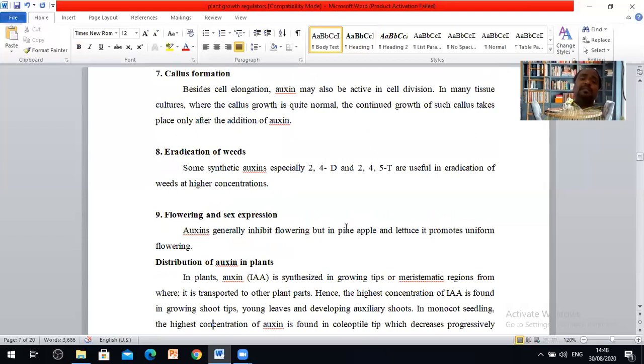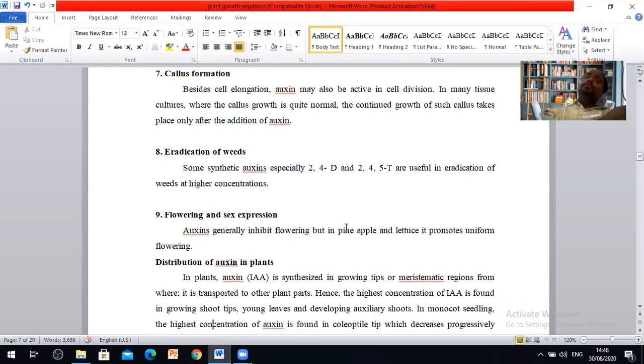Some synthetic auxins, especially 2,4-D and 2,4,5-T, are useful in eradication of weeds at higher concentration. When we use these at higher concentration, we spray them on the weeds. Then what happens? Uncontrolled cell division takes place in the plant. These auxins are absorbed by the leaves and transported to the apical meristem, and here the uncontrolled cell division takes place, and as a result the plant will die.